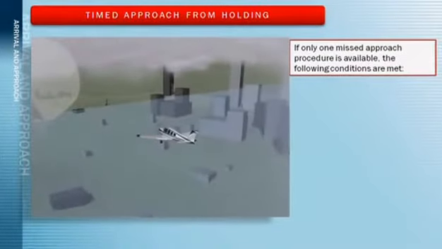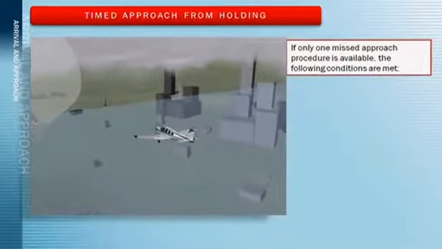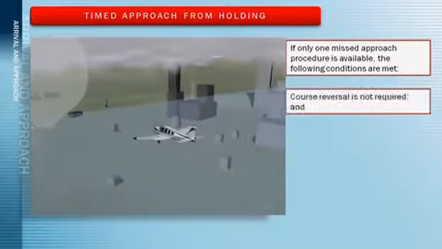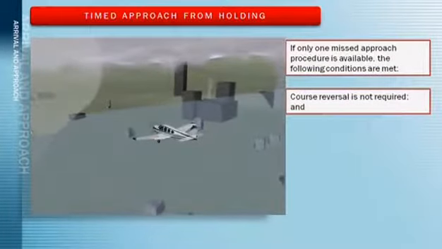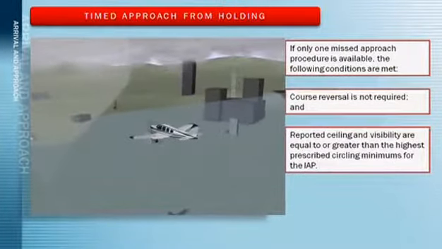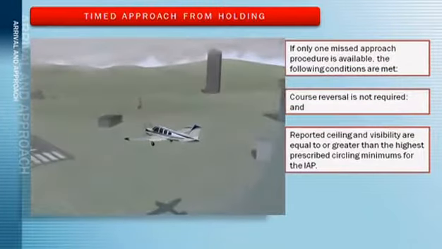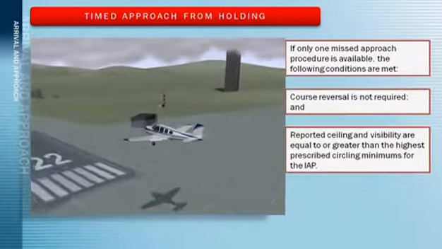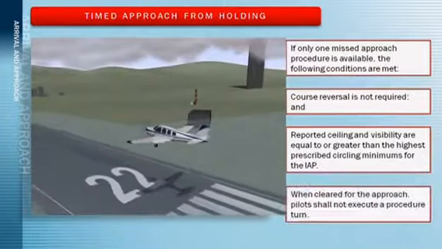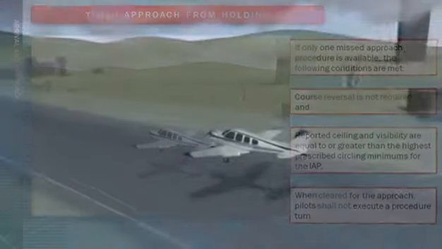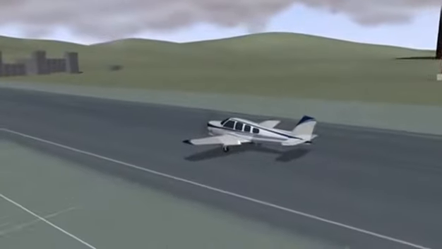Now, if only 1 missed approach procedure is available, the following conditions are met. Course reversal is not required, and reported ceiling and visibility are equal to or greater than the highest prescribed circling minimums for the IAP. And finally, when cleared for the approach, pilots shall not execute a procedure turn.